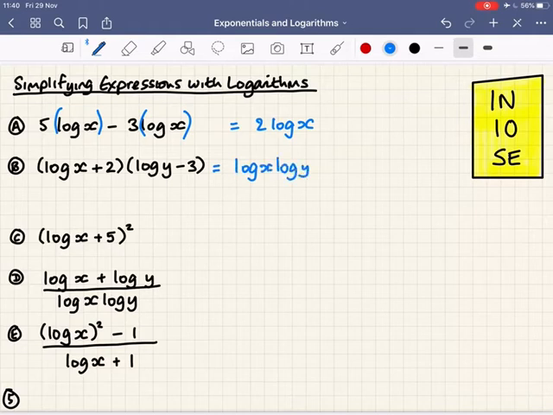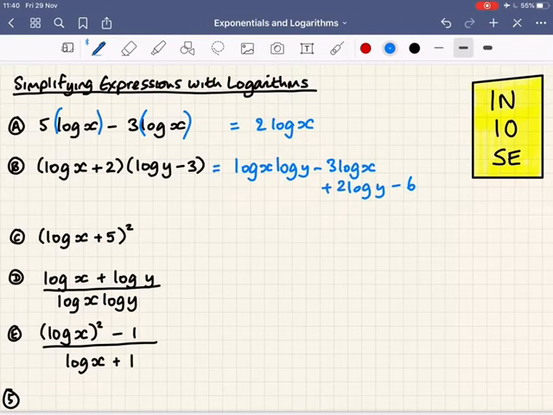Just multiply out the brackets here. Minus 3 log x plus 2 log y minus 6. Nothing to complicate this. Don't try and make log x times log y into log xy. Keep them separate, they're two separate numbers.